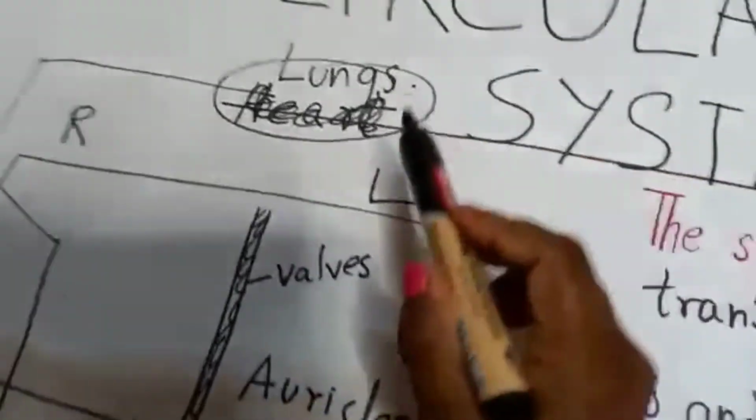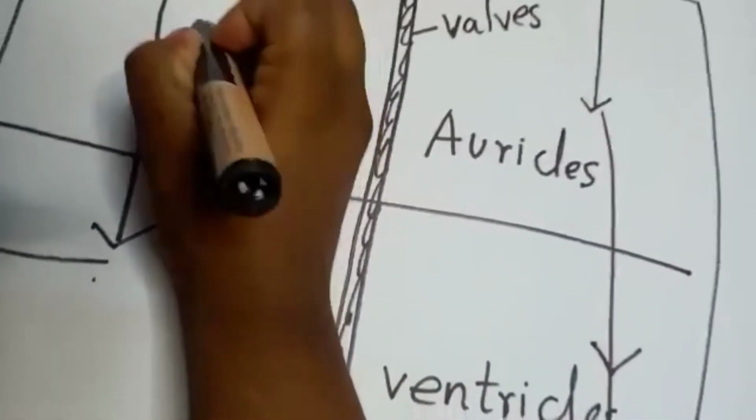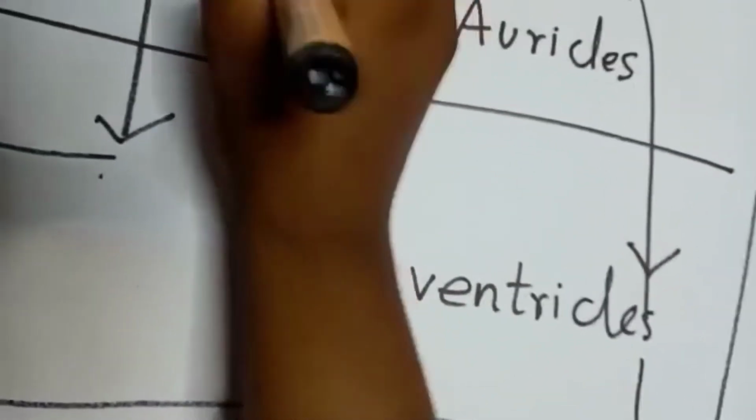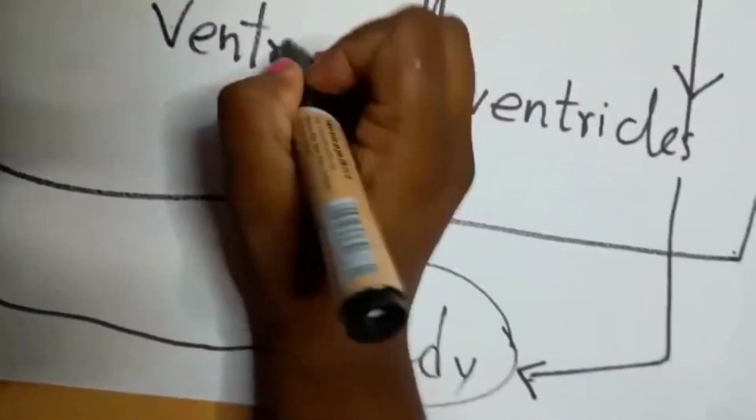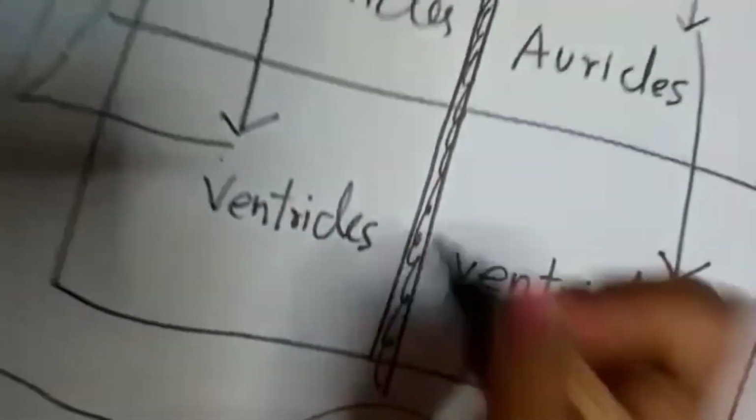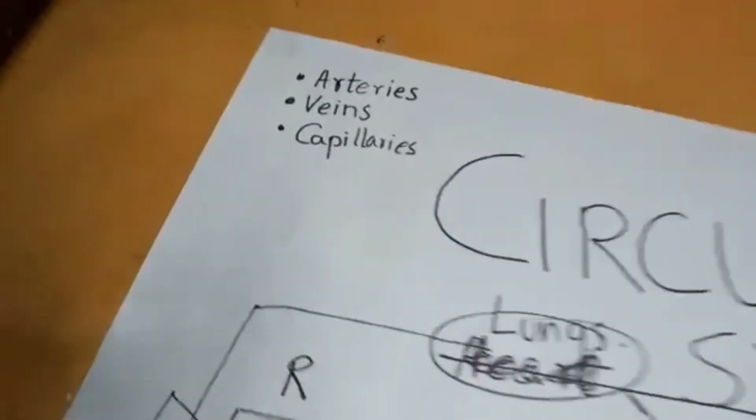So from this, actually we know that auricles, this is also auricle. I am writing it so that it becomes easier for you to understand. Okay, so there are three blood vessels we have come to know about. They are arteries, veins and capillaries.